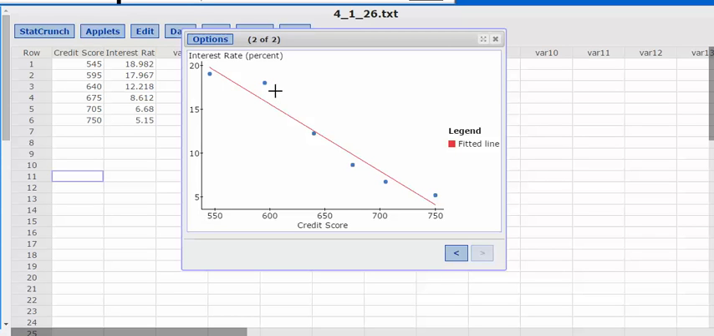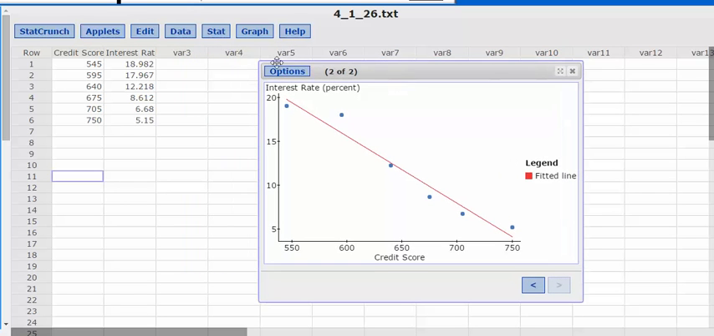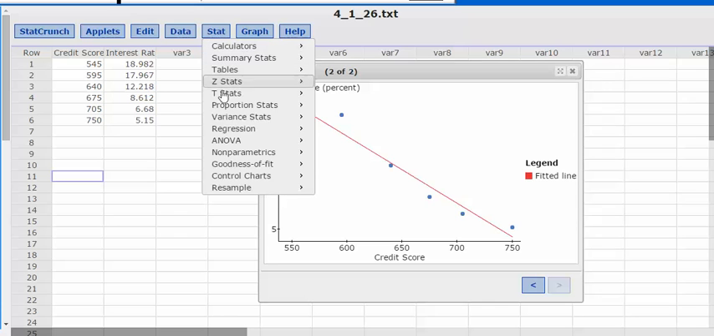So anyways, that was a short video on how to calculate the correlation coefficient. Again, what you had to do was just click on Stat, Regression, Simple Linear, and then choose the predictor column and the predicted column.